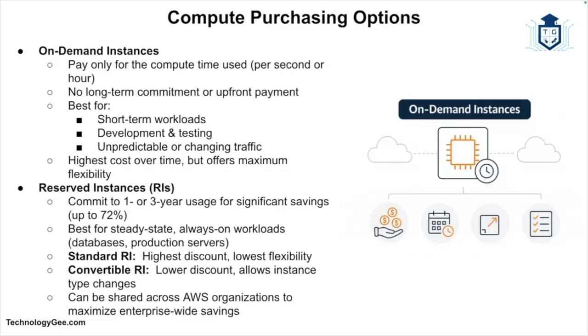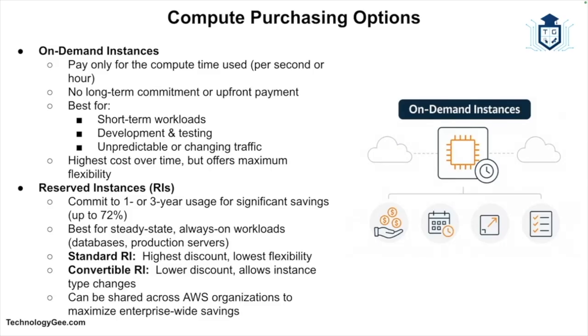All right, so let's talk about on-demand instances, and this offers maximum flexibility. Now, this is the easiest one to understand. With on-demand instances, you pay for compute capacity by the second or hour, depending upon the service, with no long-term commitment. So if you spin up an EC2 instance and run it for 10 minutes, then you only pay for 10 minutes.